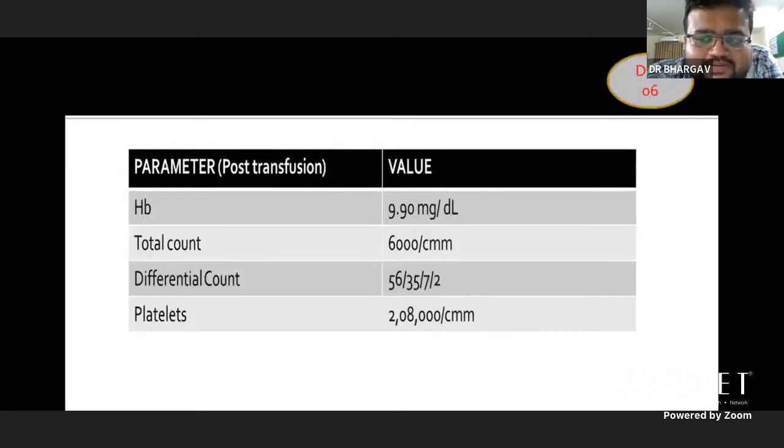After 2 PCV transfusions, we repeated the hemogram of the patient, which showed Hb of 9.9 gm per deciliter with a total count of 6,000 per cubic millimeter, with a differential of 56% neutrophilic predominance, and platelets were 2,08,000.